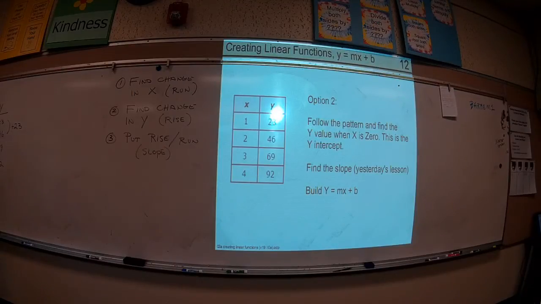We have our slope. Build the equation. But I don't have all the parts. It's like you want to make a peanut butter and jelly sandwich and all you have is the peanut butter. We still need the jelly. Find the y-intercept.